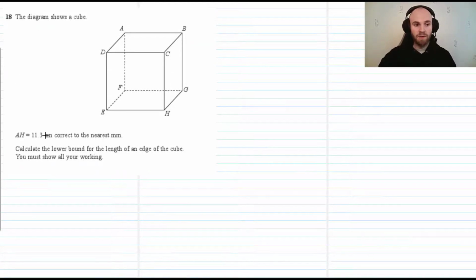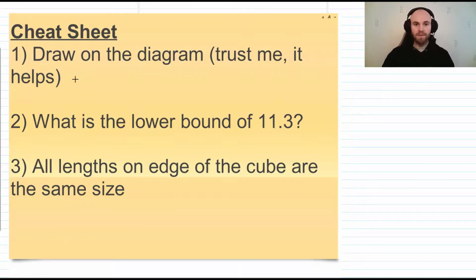AH equals 11.3 centimeters, correct to the nearest millimeter. Calculate the lower bound for the length of an edge of the cube. You must show all of your working. So if we go to the cheat sheet, again, as I keep saying, draw on the diagram, guys, because trust me, it really, really does help. We need to ask the question, well, what is the lower bound of 11.3?